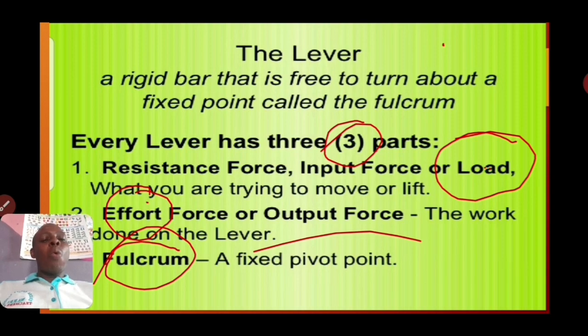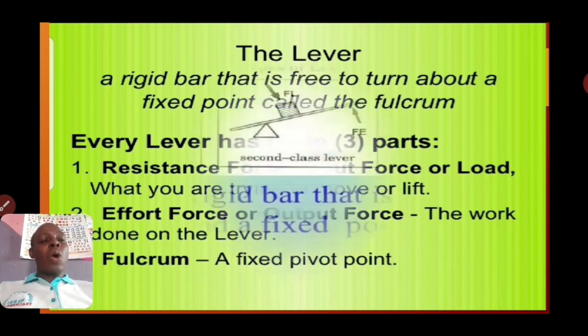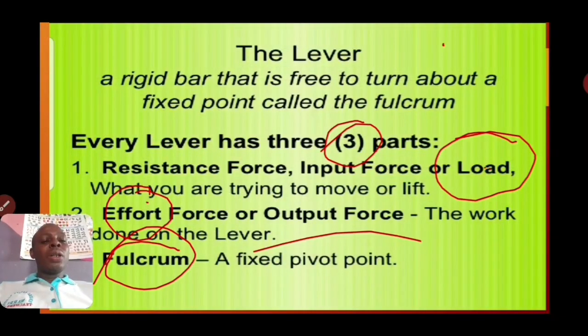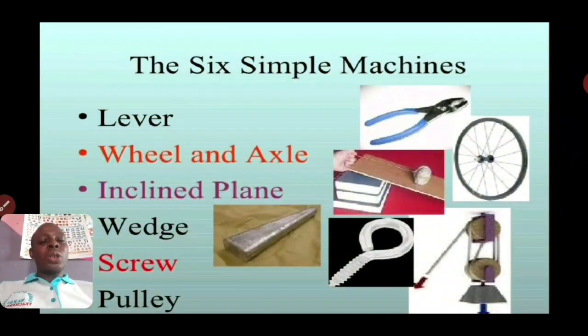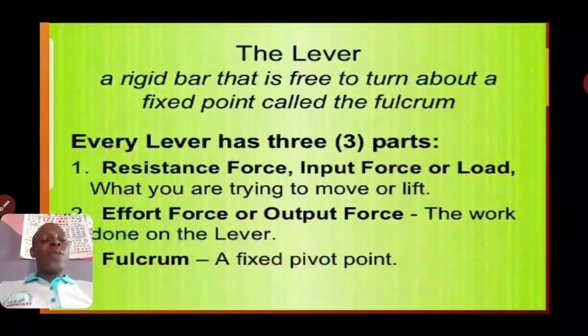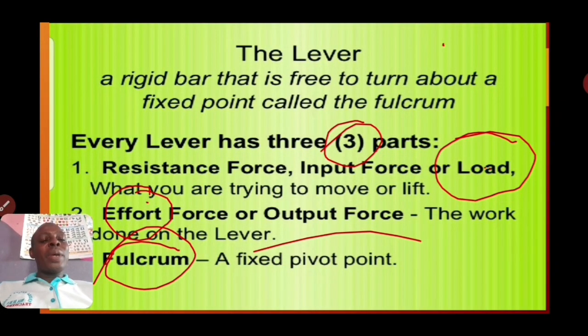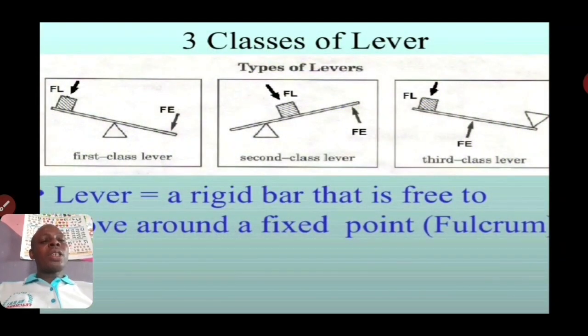Effort is the work done in moving the load. Do you understand? The effort is the work done in moving the load. While the fulcrum is the fixed pivot point where it turns. The pivot means where the machine turns, or where it moves, the part that moves. It's called the fulcrum. Okay, next, there are 3 classes of lever.